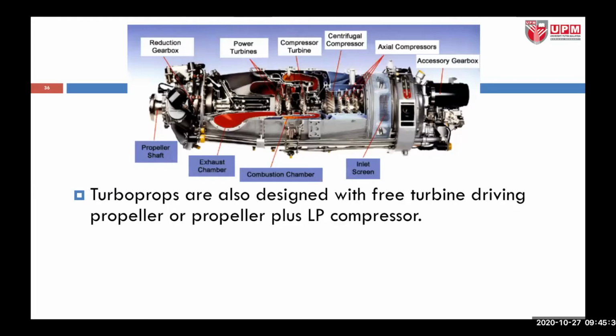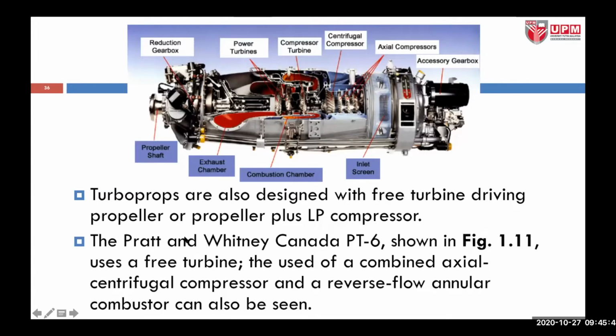Turboprops are also designed with a free turbine driving the propeller, or propeller plus low pressure compressor. Figure 1.11 shows the Pratt and Whitney Canada PT6, which uses a free turbine and a combined axial centrifugal compressor. So this is a unique engine with a centrifugal compressor and an axial compressor installed, and a reverse flow annular combustor can also be seen here. Like the first Whittle engine, it is a reverse annular where the air is supplied in reverse for the combustion process to occur.